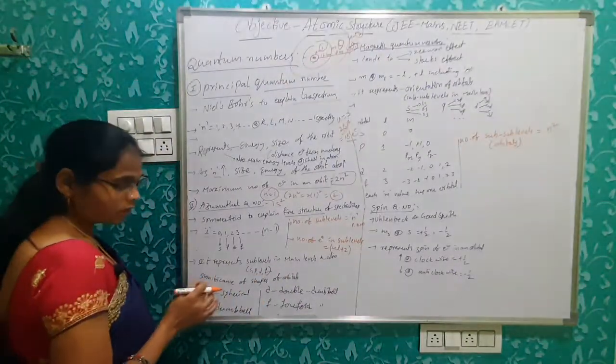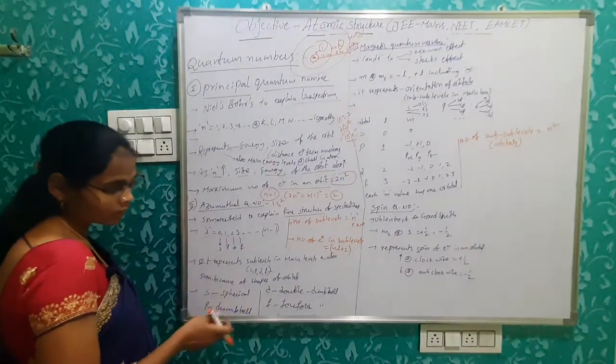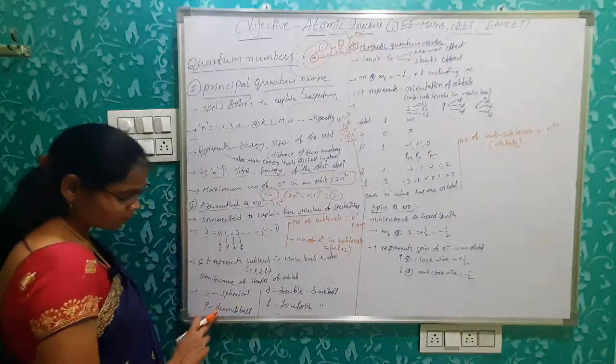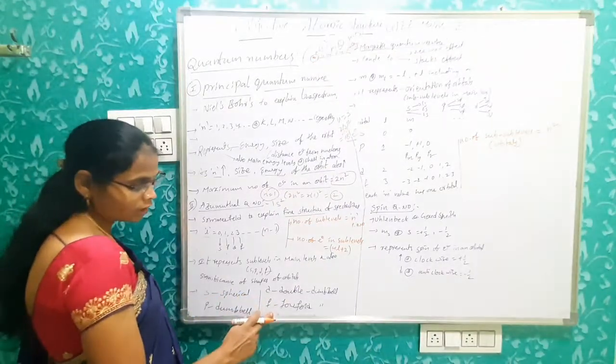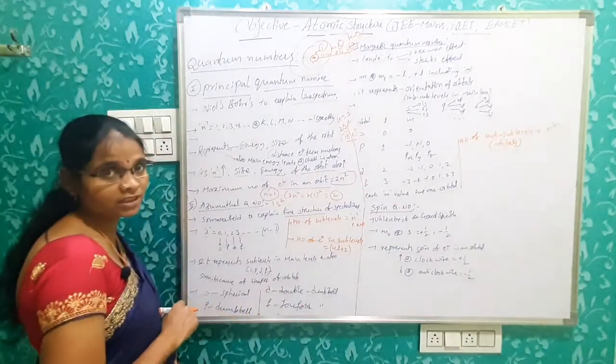It also signifies the shape of the orbital: s orbital is spherical, p orbital dumbbell, d orbital double dumbbell, f orbital four dumbbell. This we have already learnt in the previous classes.